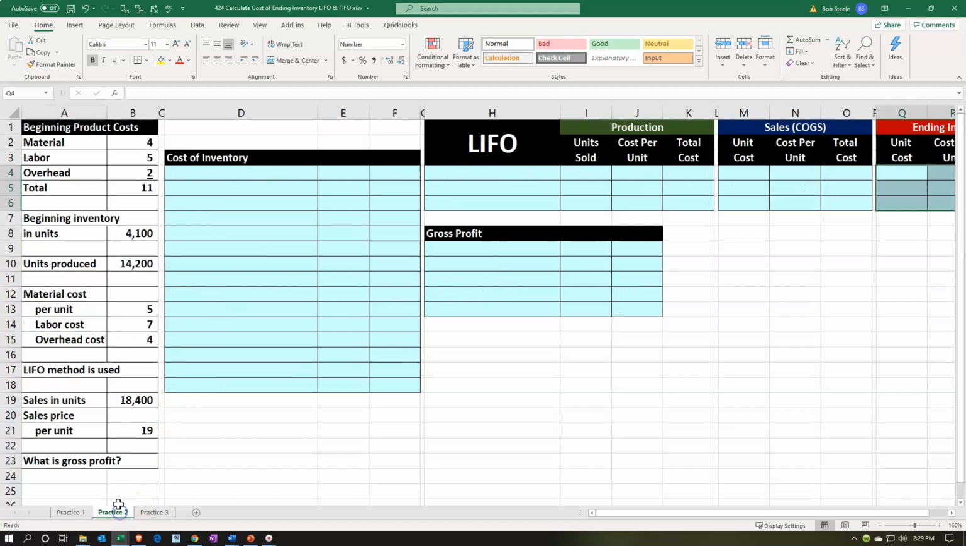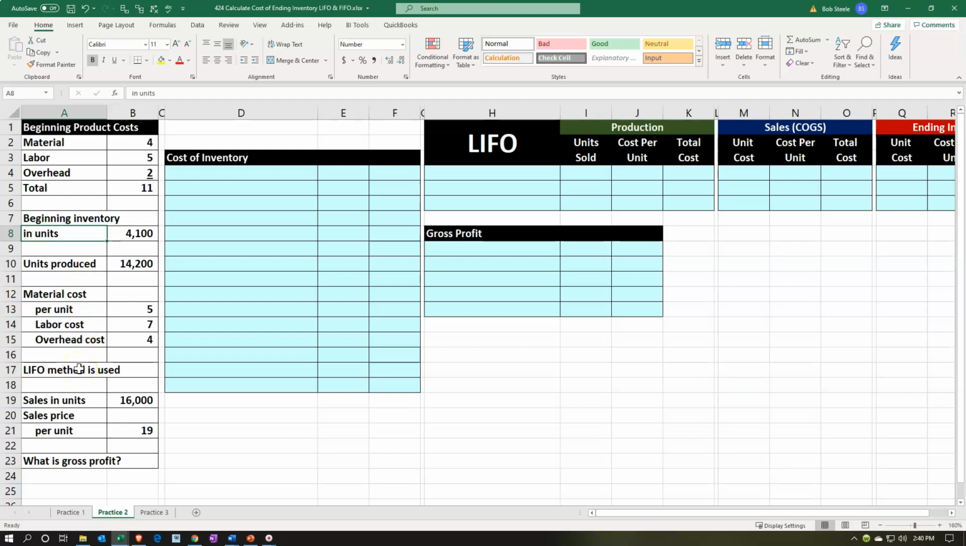So next tab. Here we are on the second tab. We're going to do a similar process, this time with LIFO, last in, first out. Similar layout other than that. So we have the information on the left, the beginning inventory items, the material, labor, and overhead. And we have the beginning units that we have. And then we're going to produce in the current time period another 14,200 units, and then giving the cost for material, labor, and overhead related to it.